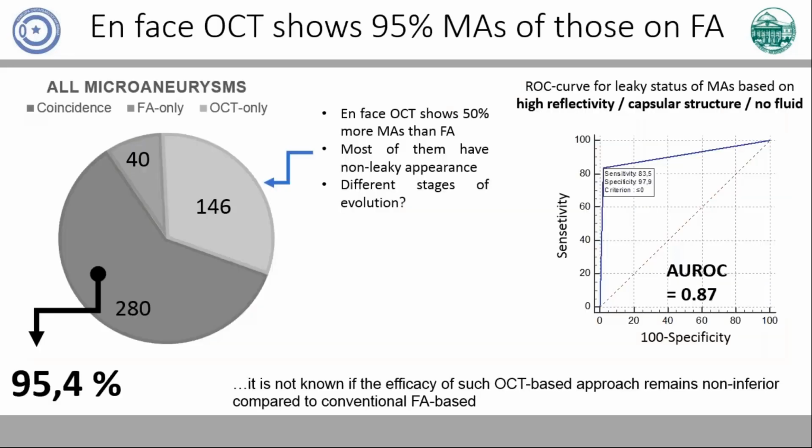Cumulatively, all these characteristics, reflectivity, capsule structure, and presence of intraretinal fluid, allow us to achieve sensitivity and specificity of 84 and 98% respectively, and cumulatively depict almost 95% of microaneurysms of those which we typically see on FA. But the efficacy of using en-face planning is still unknown.